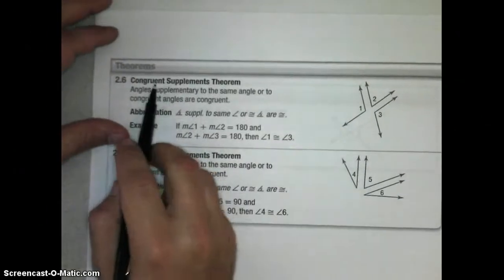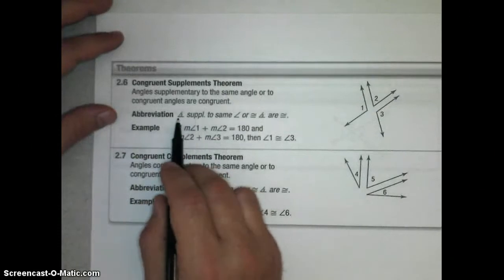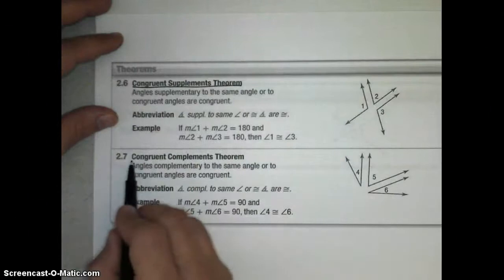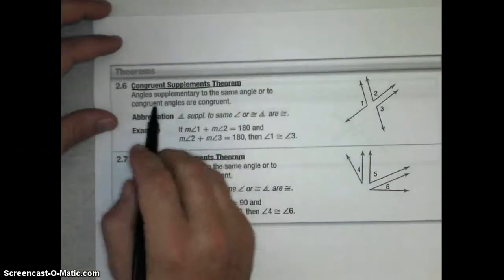We have the congruent supplements theorem. Now it tells you the abbreviation you could use as a reason in a proof. We can actually just call this the congruent supplements theorem. Same thing with congruent complements theorem. We can use those proper names as a reason in a proof. And so here's what it says.